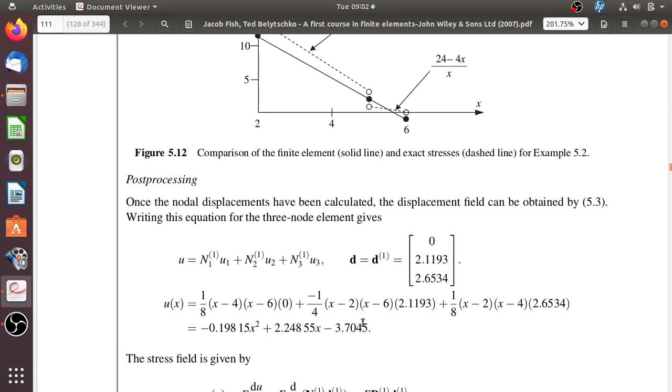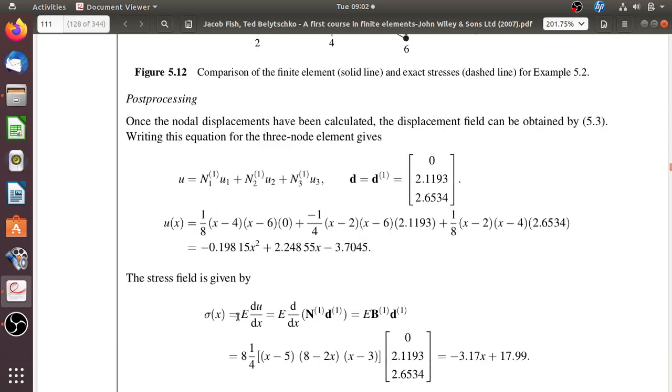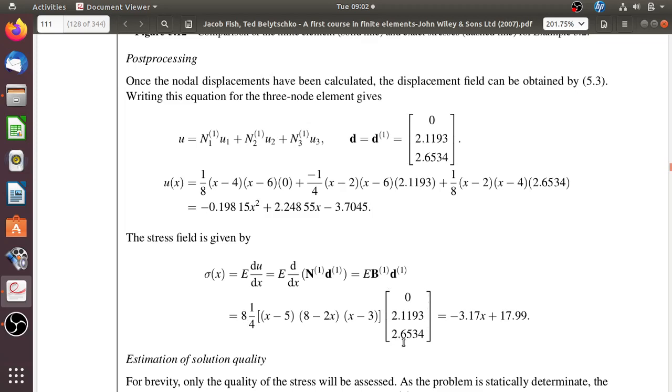To calculate stress, this is the formula: sigma is equal to E du by dx. If I do that, I will get this one, and once I plot sigma, which is this function, as a function of x, I will get to know how the stress is being distributed. So that's how we do the post processing, and that's how we solve the stress analysis problem using the finite element method. Okay, thank you.